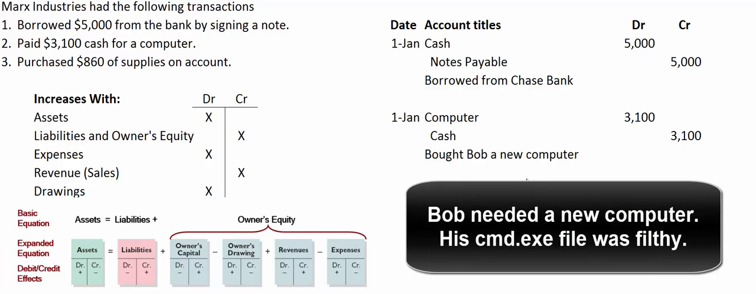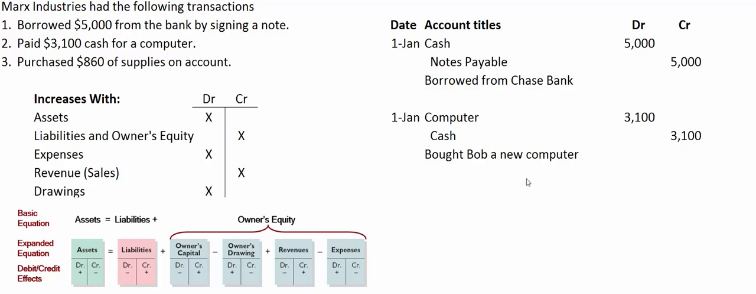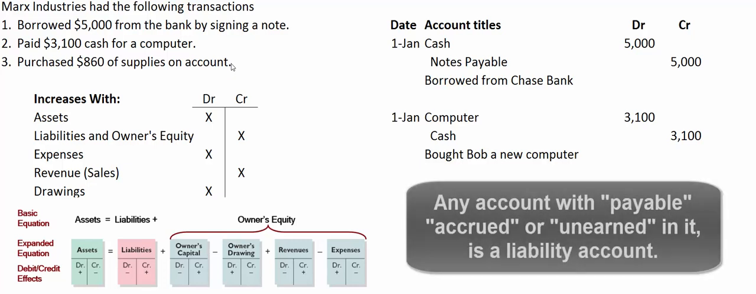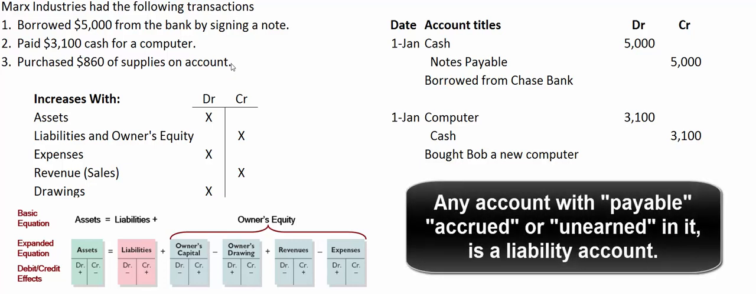All right, why don't you pause this video and see if you can do the third journal entry. So I hope you got it. Supplies is an asset. Assets increase with debits. On account means accounts payable. That's a liability account. Any account that has the word payable, accrued, or unearned in it is a liability account. It means you owe somebody something. In this case, we owe somebody some cash. Those liability accounts always increase with credits.